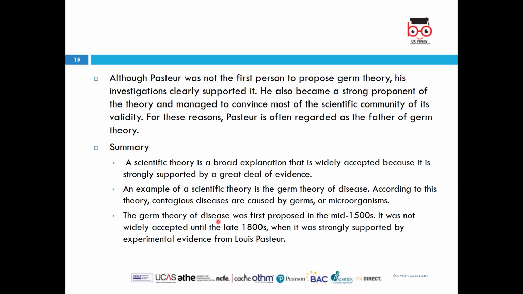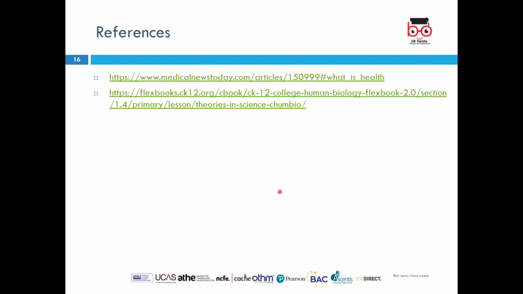In summary for this session, a scientific theory is a broad explanation that is widely accepted because it is strongly supported by a great deal of evidence. An example of a scientific theory is the germ theory of disease. According to this theory, contagious diseases are caused by germs and microorganisms. The germ theory of disease was first proposed in the mid-1500s. It was not widely accepted until the late 1800s, when it was strongly supported by experimental evidence from Louis Pasteur. These are some of the references that you can have a look at.